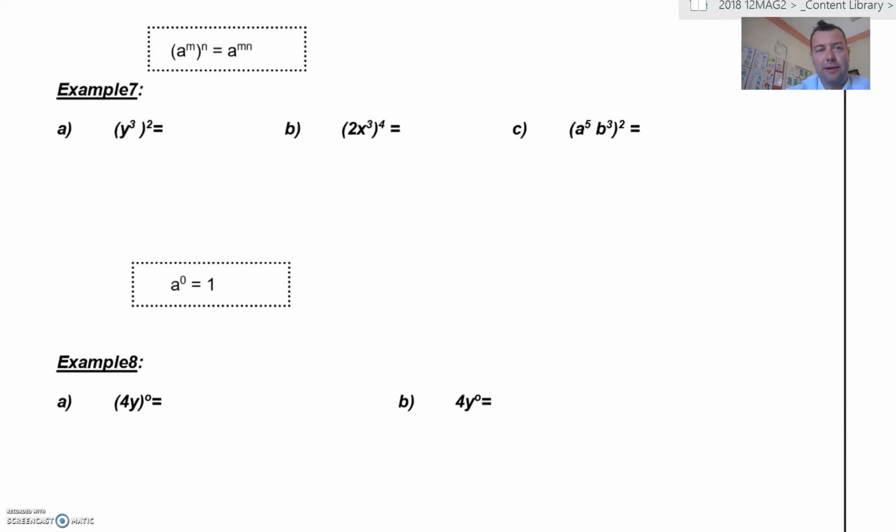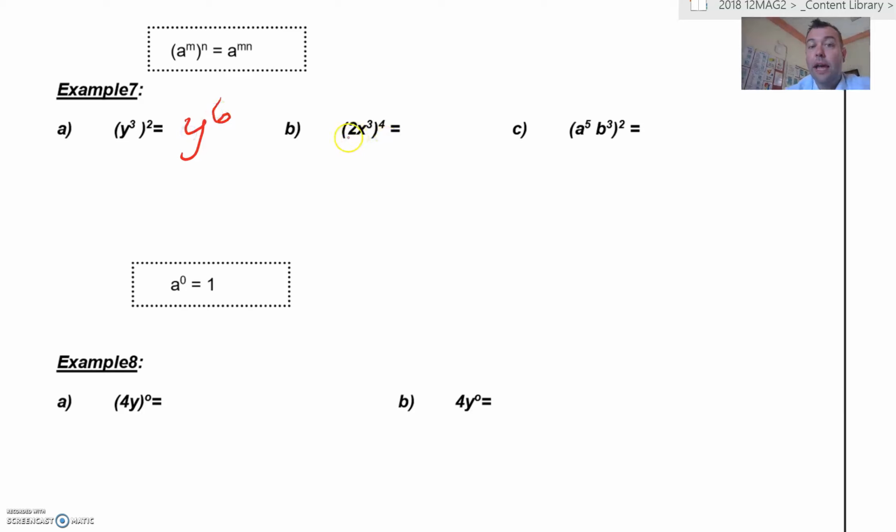Power of a power. I've got brackets now, and I've got an exponent outside of the brackets. This time we're not adding them together, we multiply them together, because y cubed all squared means y cubed times y cubed. That would be like 3 plus 3, which is 6. So I multiply those together, and I get y to the power of 6.